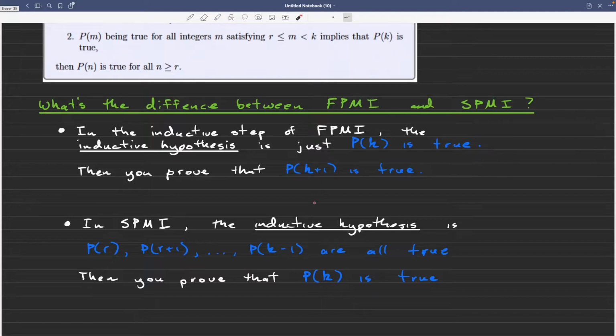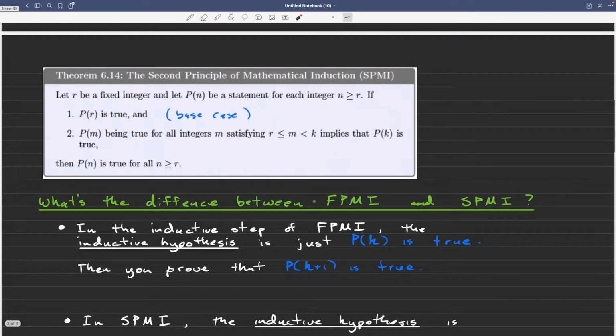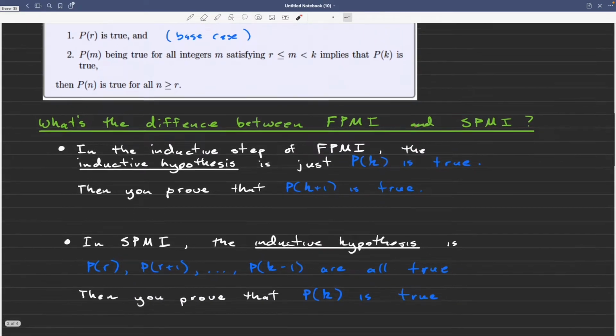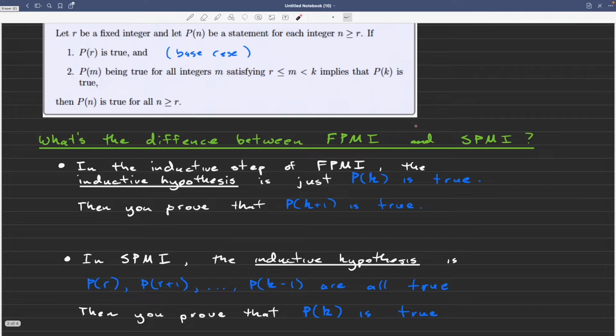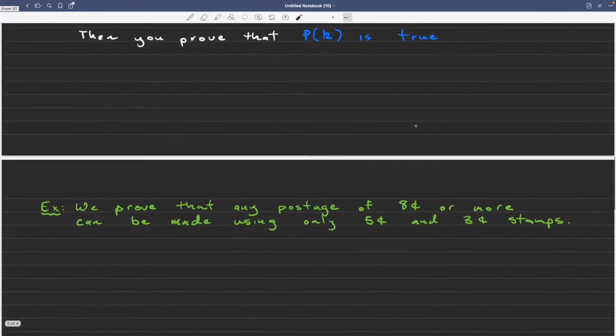So if you can get the job done using the first principle, which only has that one hypothesis that the one previous case is true, do that. But if you realize that's not enough information, then you might try the second principle. Sometimes the second principle of mathematical induction is called strong induction. Let's see a couple of examples of how to use it. But the key thing to remember is it's really not that big of a difference. It's just how many hypotheses you take in the inductive hypothesis.